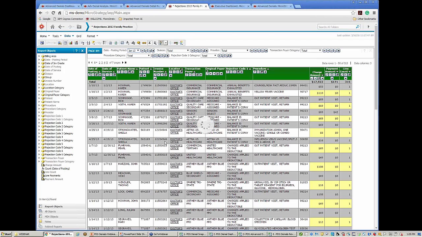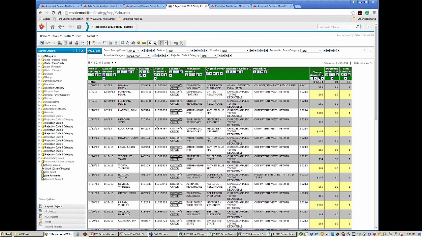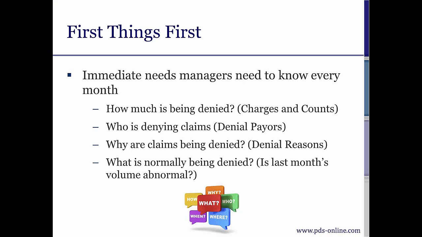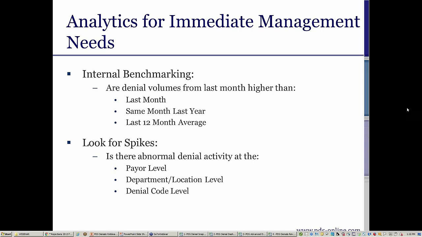So you can look at this, you can apply filters, you can apply other variables that are out there and get a better look at what's going on. But is this really the sort of reporting that is going to help you in determining what you need to know right away? Is this going to help you identify trends and spikes? So what we want to look at in order to determine what needs to be done right away is what we call internal benchmarking. Internal benchmarking is just benchmarking against yourself from a different time period. You can use the last month, you can use last year, you can use the average of a rolling 12 months.